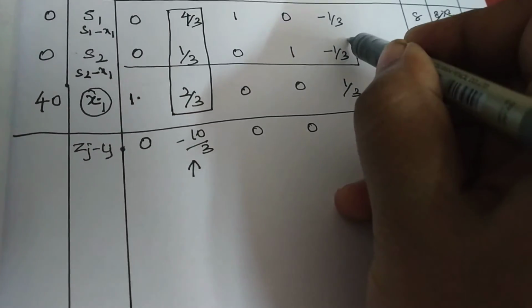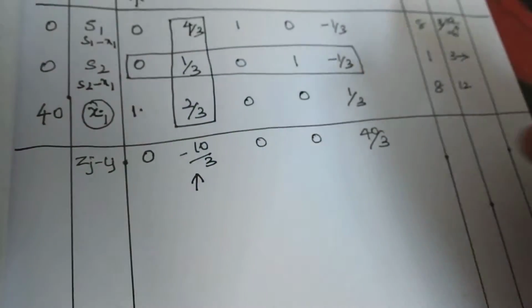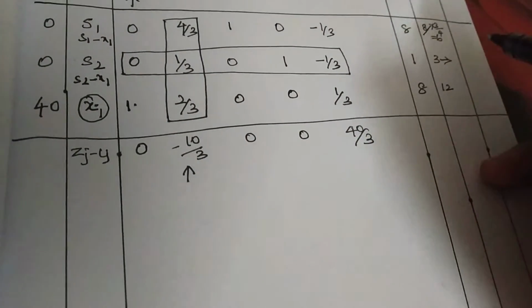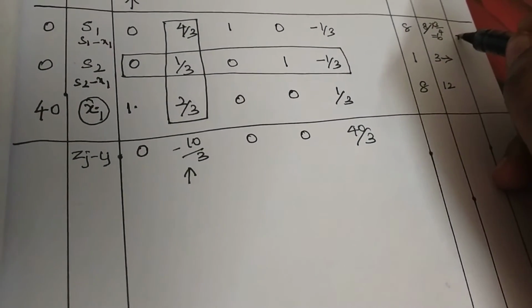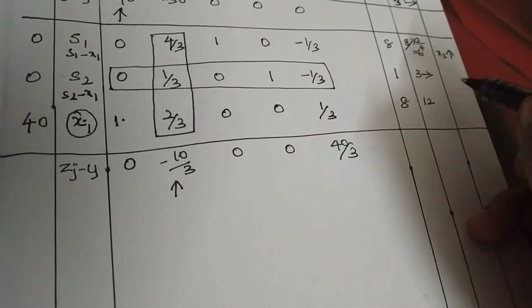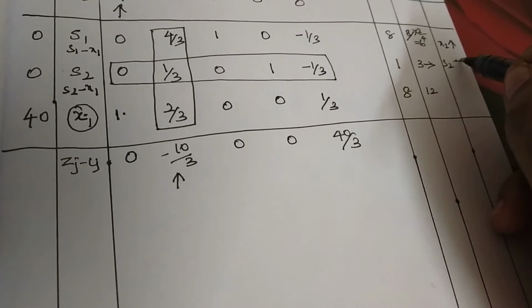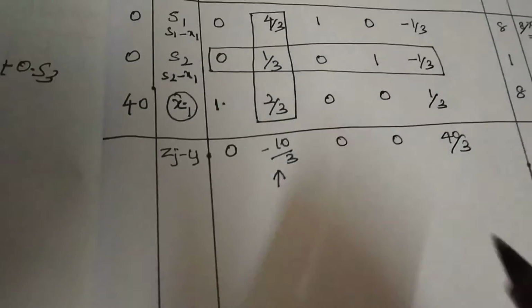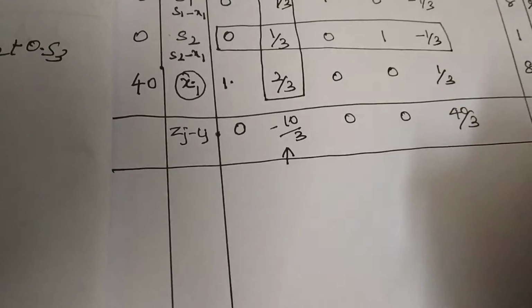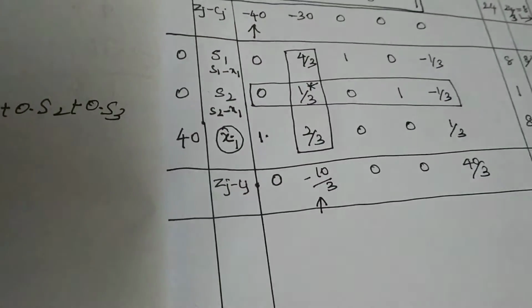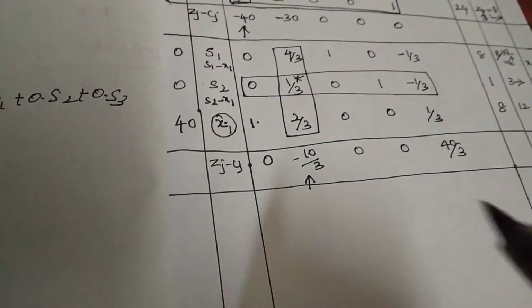So the corresponding row, the corresponding element S2 leaves the basis. So which one enters? X2 enters, and then which one leaves? S2 leaves. So already I told you that this is the pivotal element. This pivotal element should be a unity in the next table.